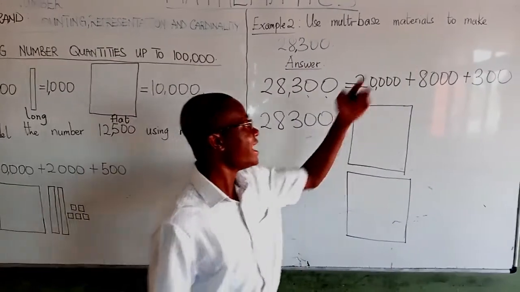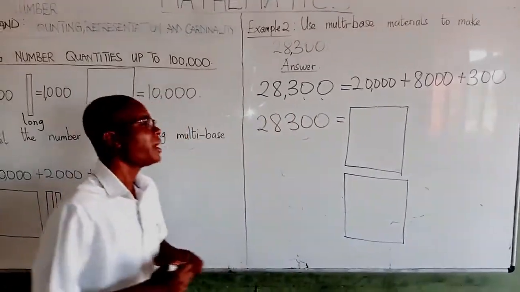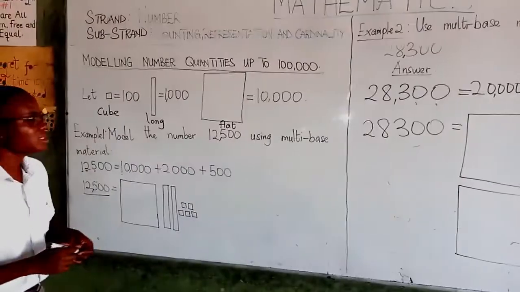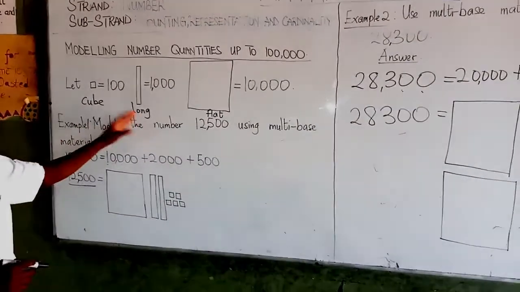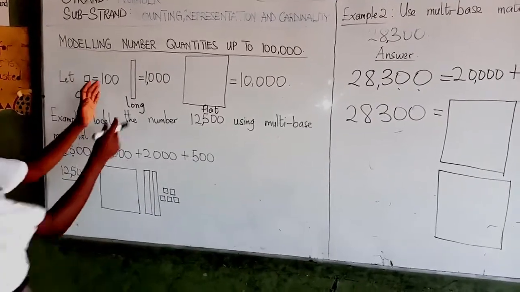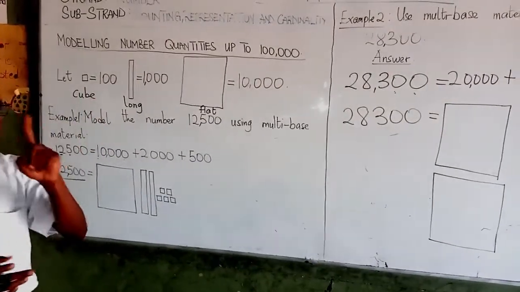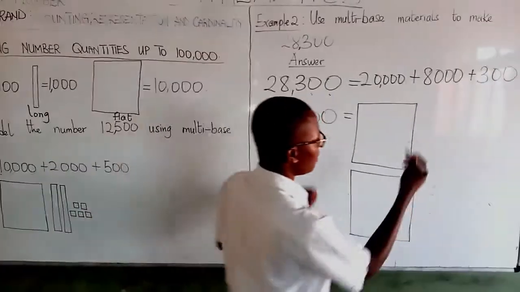Then move on to the next number, which is 8,000. Now when you compare it here, 1,000 is represented by a long cube, which we are going to use this. It means we are going to draw this 8 times to represent 8,000, but this is just 1,000. So let's move on.